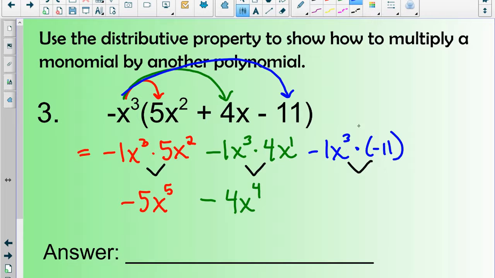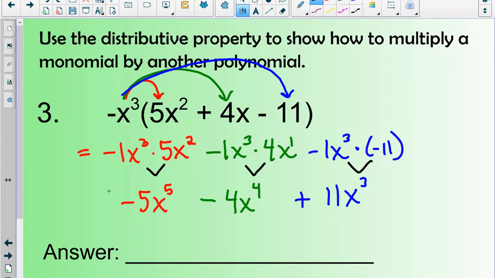And finally, the last multiplication in blue, I'm multiplying a negative times a negative. This time that will give me a positive. 1 times 11 is 11. And I have x to the third power in one part of my multiplication, but not in the other. So it's just x to the third power brought down.